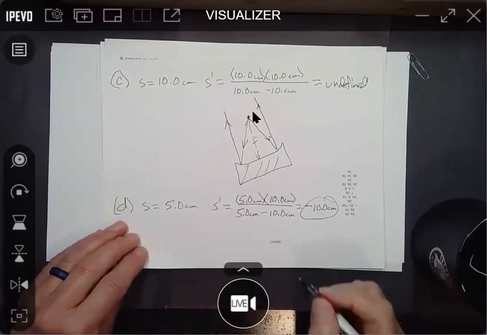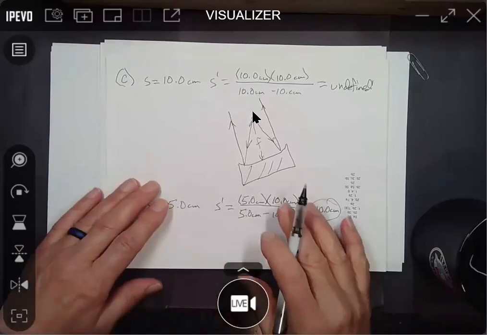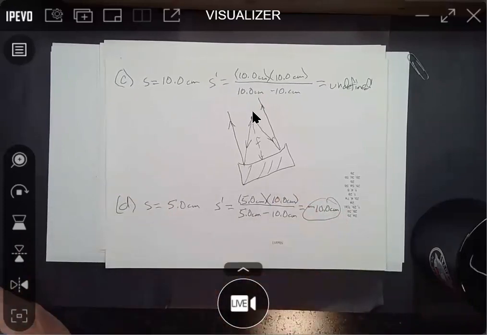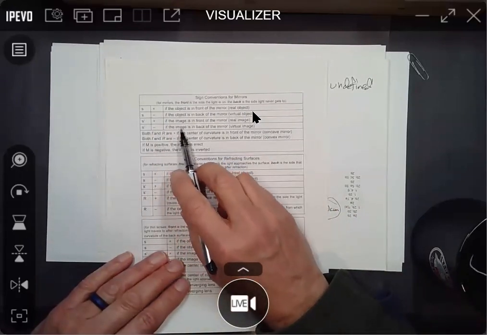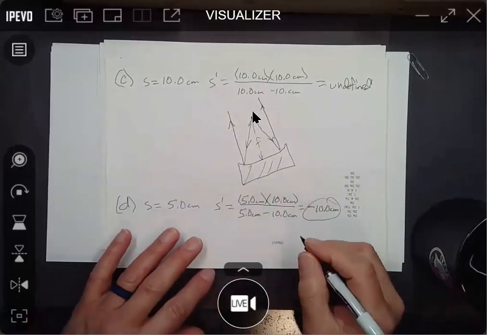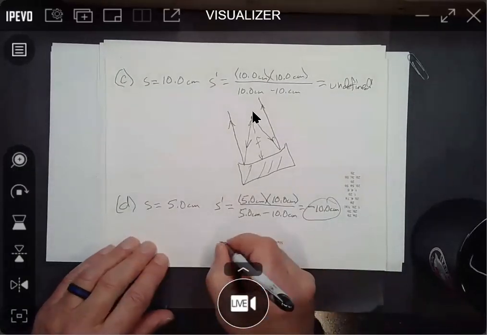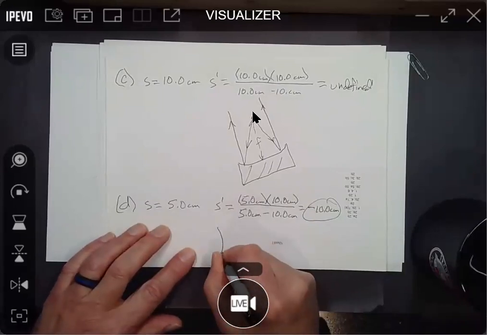And I can draw a picture to kind of figure out where this is. If this is negative, it's in back of the mirror. Excuse me. S prime is negative if the image is in back of the mirror. That's a virtual image. So here's what happened. I had this object, let's see, draw my mirror here.